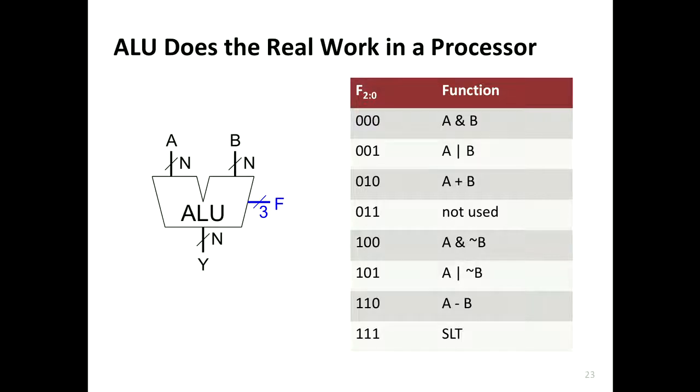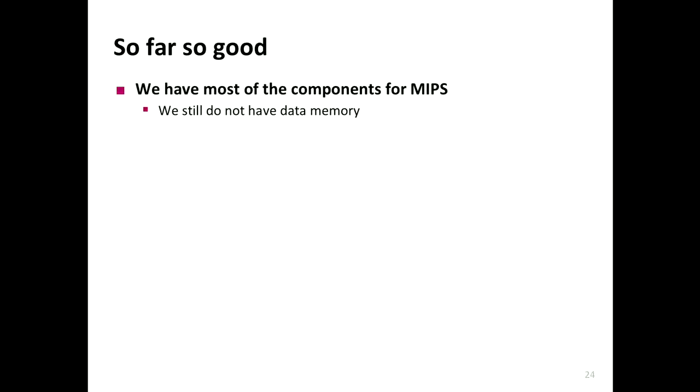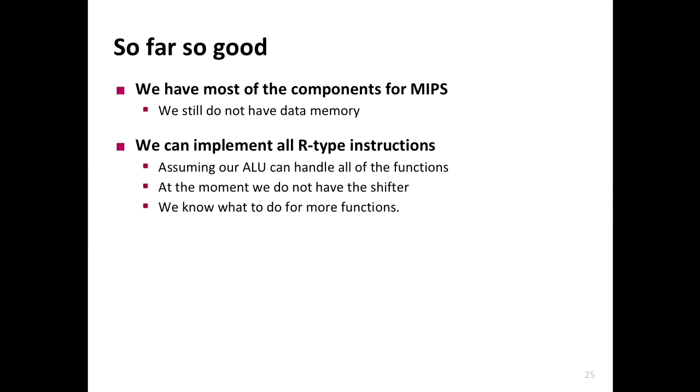So the ALU does, in some sense, the real work in a processor. And so far, so good. We have most of the components, but we still do not have data memory. We can implement most of the R-type instructions because, assuming that you have the adders and the shifter implemented in the ALU, and you have the register file implemented, you can implement all R-type instructions. We don't have the shifter yet, but if you want to add shifting, you know what to do: you have to implement it in your ALU unit. So we have most of the things that we need to implement all R-type instructions. We do not have data memory.